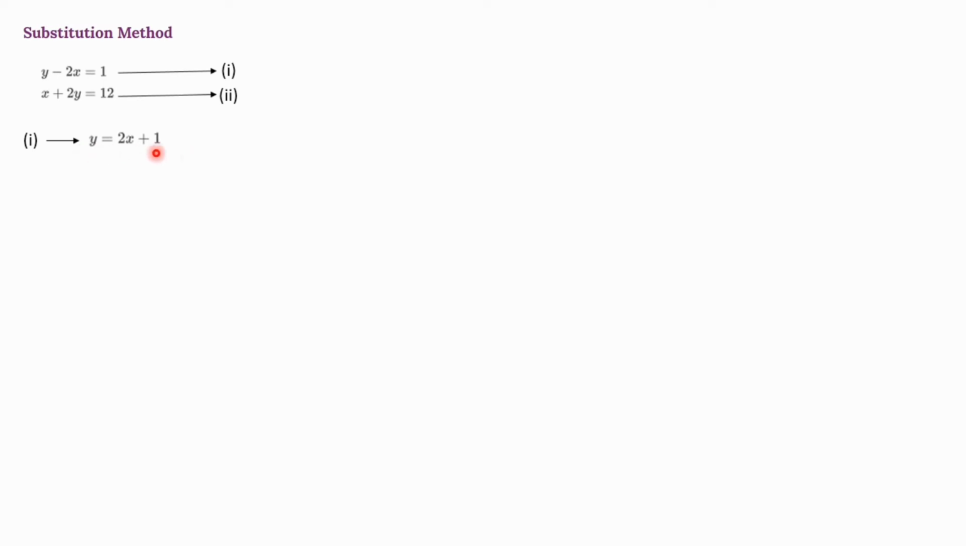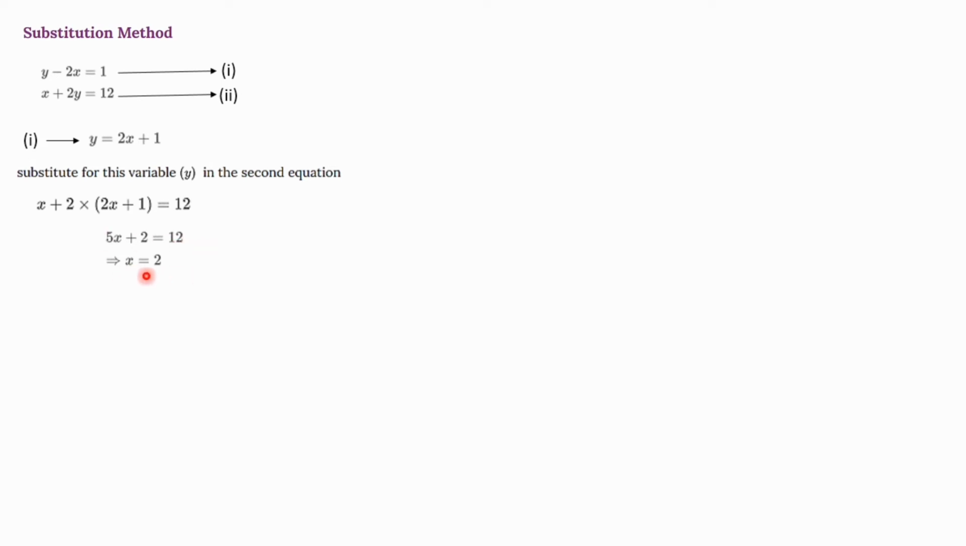We have to take this value and substitute in equation number 2. So substitute it, then we will get x plus 2 into y, that is 2 into 2x plus 1, is equal to 12. Here a little bit of calculation we have to do. I am not showing all the calculation, just the main steps. So here x plus 2 into 2x, 2 into 2x is 4x, 4x plus x, that is 5x, plus 2 into 1, that is 2, is equal to 12. From here x we can calculate. 5x is equal to 12 minus 2, that is 10. 5x is equal to 10, x is equal to 10 by 5, that is equal to 2.